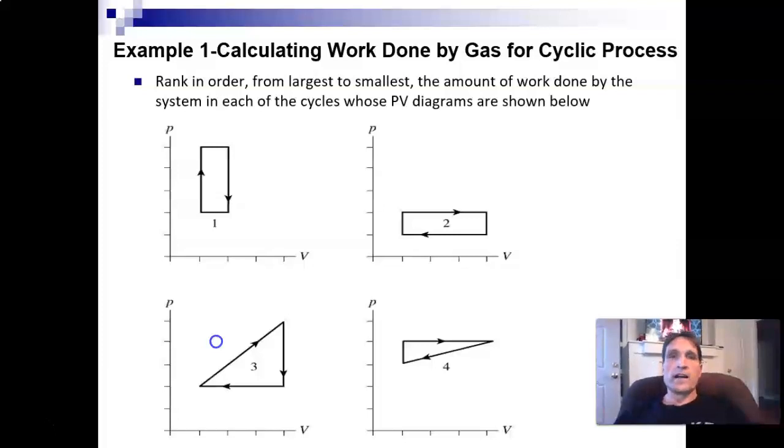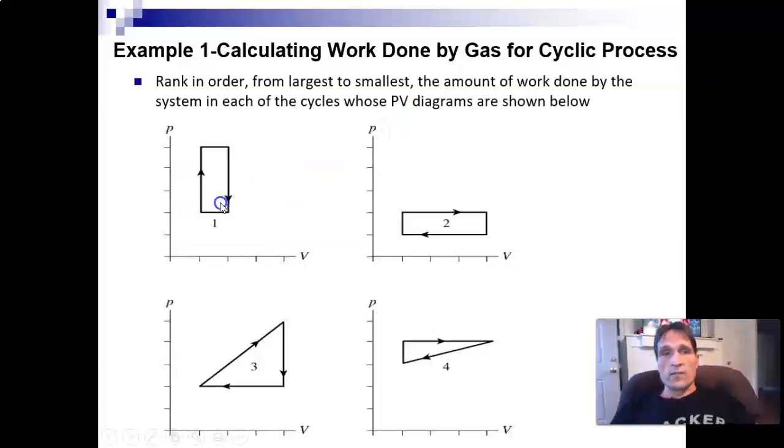So let's start with an example. Here we have 4 thermodynamic processes, and each one is a cycle. It's a closed loop. And so the question is, rank from largest to smallest the amount of work done by the system in each of these processes. What that involves is calculating the area enclosed by each loop and determining which one is the largest.